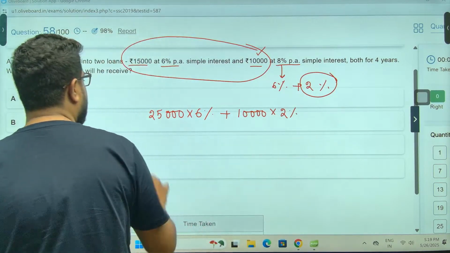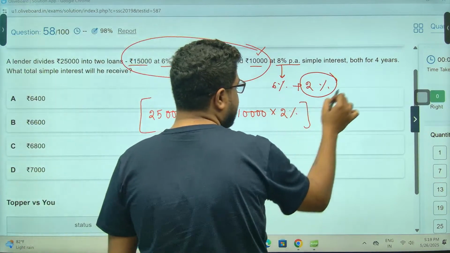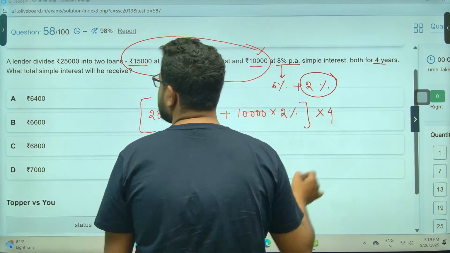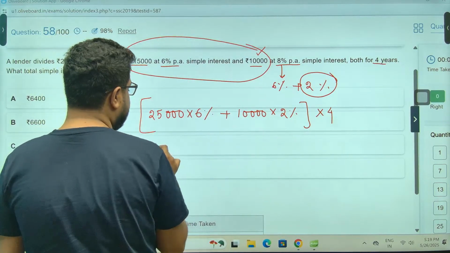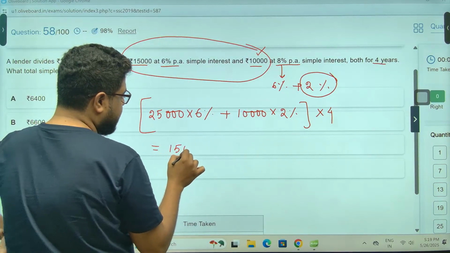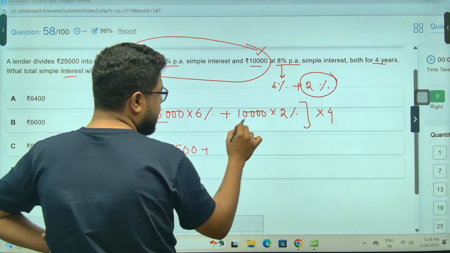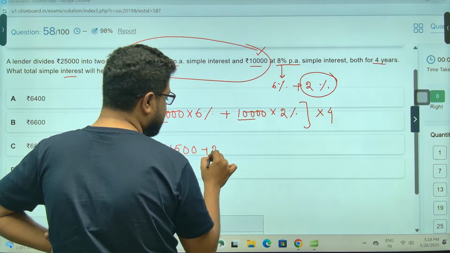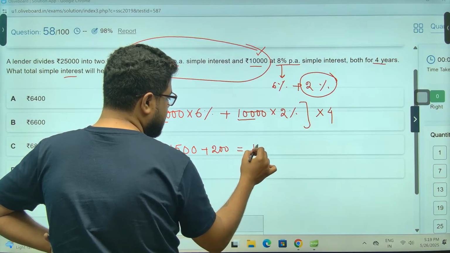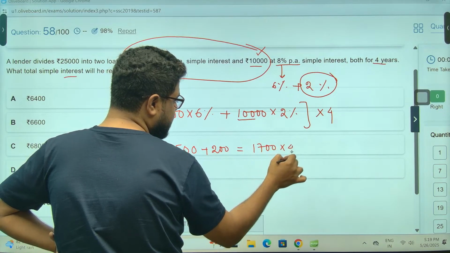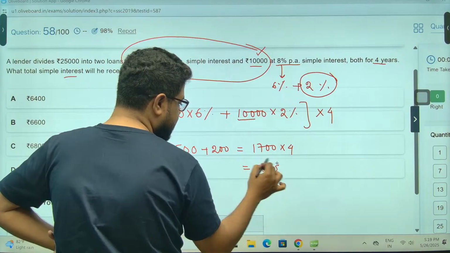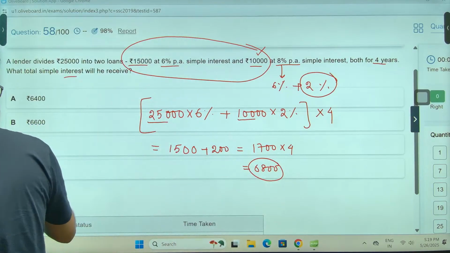This is for 1 year. They are saying it for 4 years. So into 4. So total simple interest: 25 6s are 150, sir, right? 1% is this, so 1500, and this is 2%. 1% is 100, 2% is 200. So 1700 into 4, sir. 6800 is the answer. 6800 rupees.